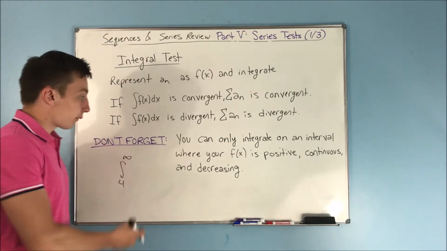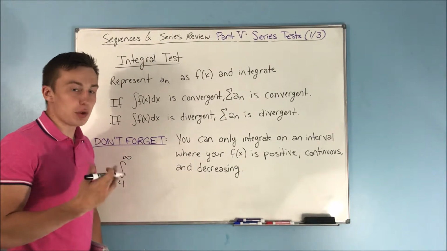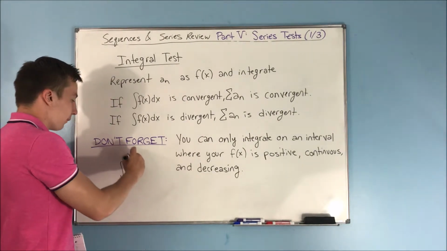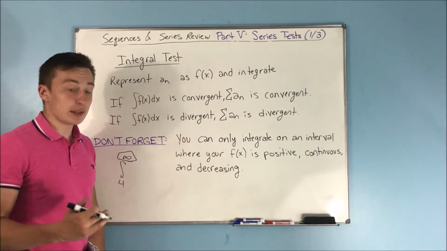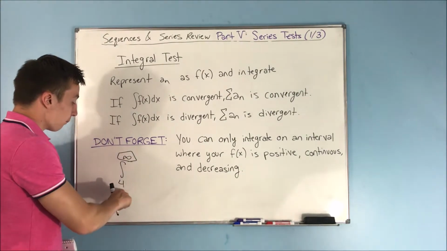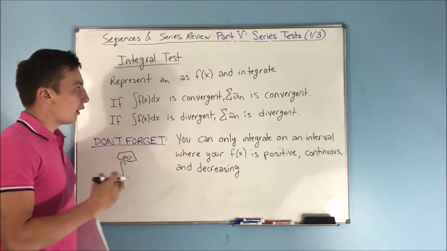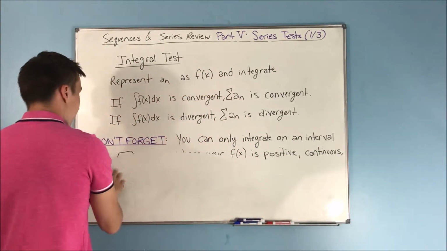Okay? It's not going to be divergent from 1 to 3. You know that. So, all you really care about is this infinity here, that infinity bound. Okay? That's what matters. It really doesn't matter too much what your starting bound is. Okay? So, that's something to keep in mind. We're going to do an example, and that's going to be it for this video.